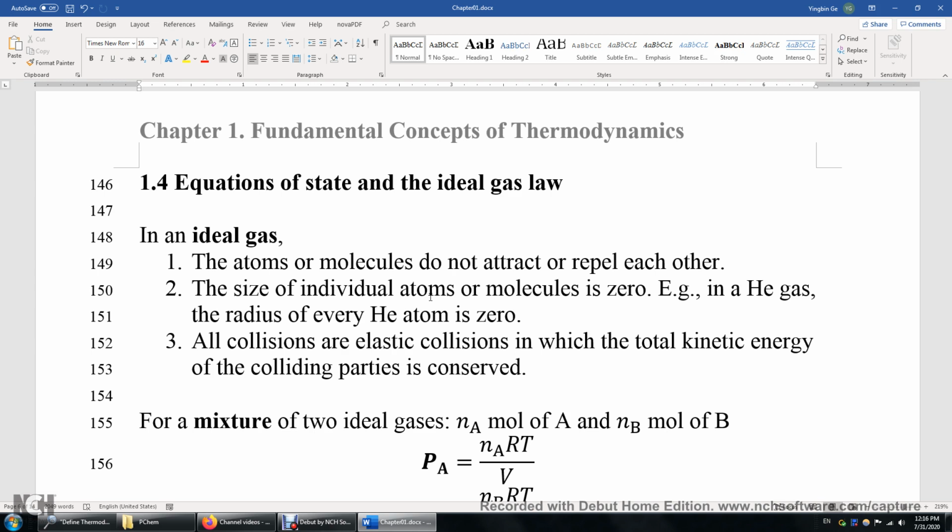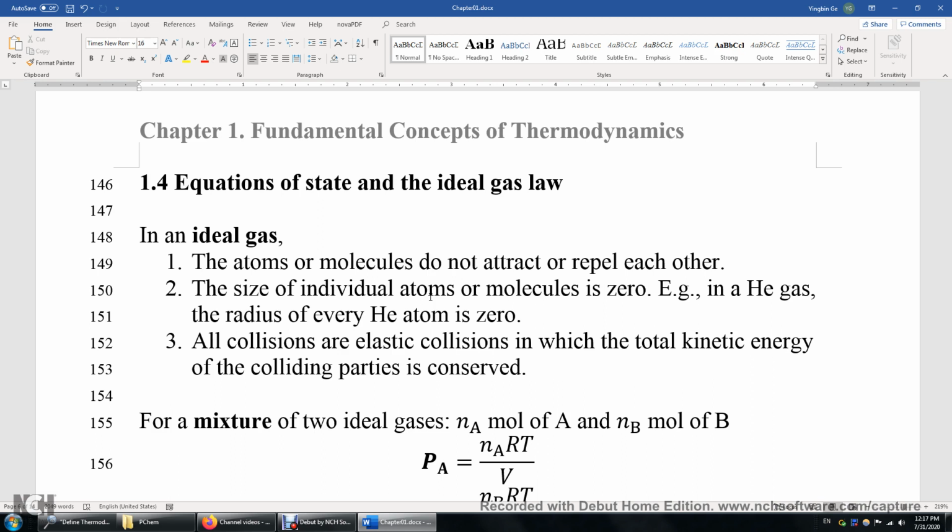So what's the definition of an ideal gas? First, in an ideal gas, the atoms or molecules do not attract or repel each other. 2. The size of the individual atoms or molecules in the ideal gas is 0. Can you imagine the radius of a gas atom is exactly 0? Well, it does not exist in this real world.